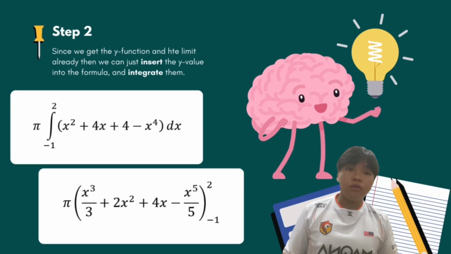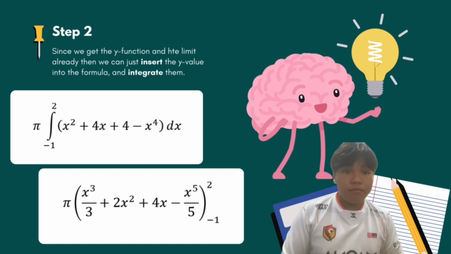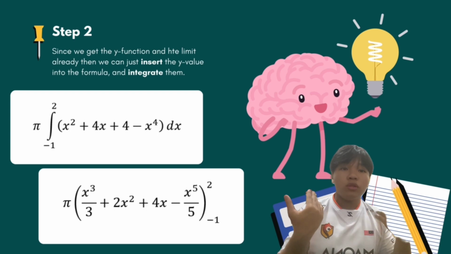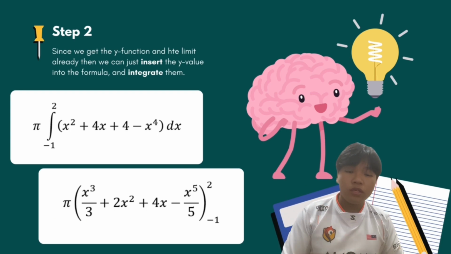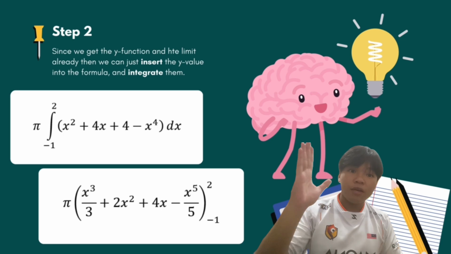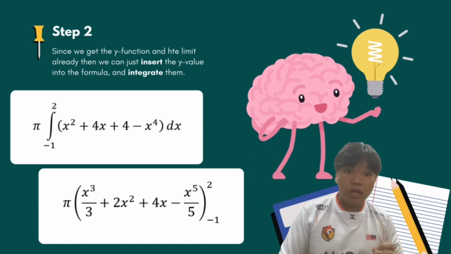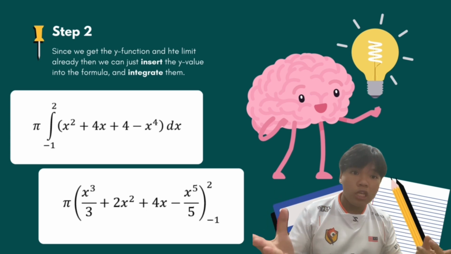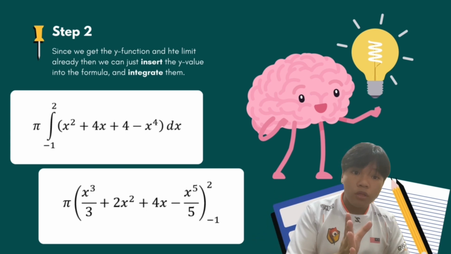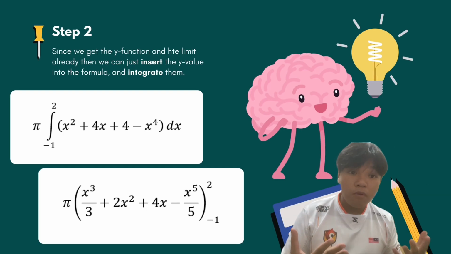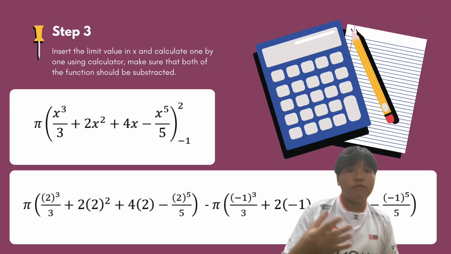Now, moving on to the integration step. After we combine them, we should integrate. How do we integrate them? x squared integrates to x cubed over 3. 4x integrates to 2x squared. 4 integrates to 4x. And x to the power of 4 integrates to x to the power of 5 over 5.